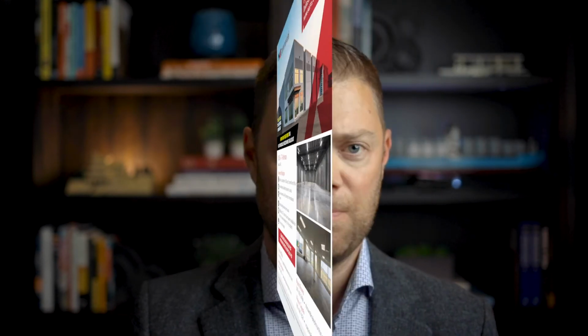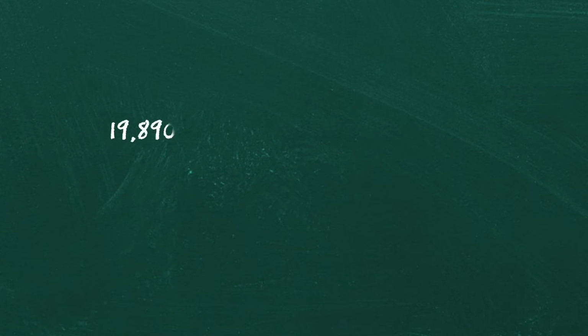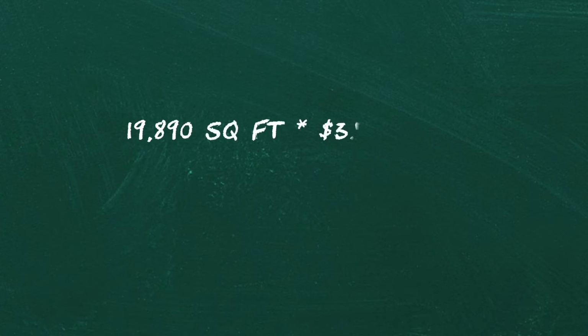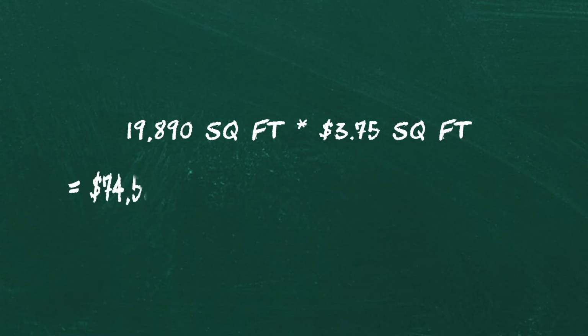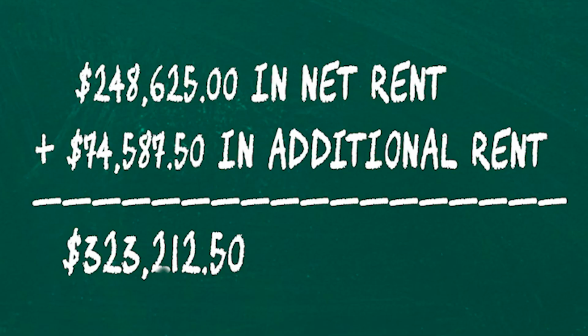Let's use an actual property listing to illustrate this further. A 19,890 square foot industrial property is marketed at $12.50 per square foot with operating costs at $3.75 per square foot. Here are the calculations. 19,890 square feet times $12.50 a square foot equals $248,625 of net rent per year. 19,890 square feet times $3.75 a square foot equals $74,587.50 in additional rent per year. For this particular property, the total rent would be $323,212.50, which again would be per year.